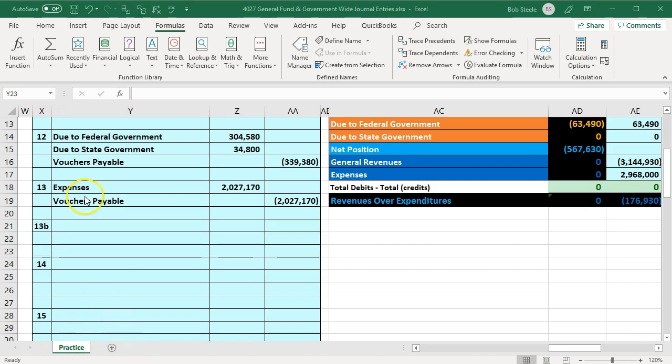So let's see what we... Now note the numbering system here. I put the second transaction in 13 instead of 13B. So you could... I'm going to go ahead and highlight this.